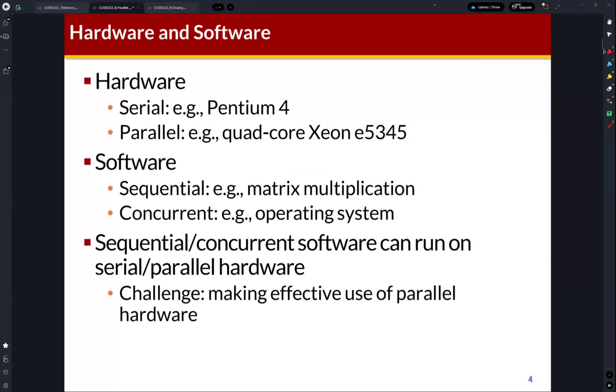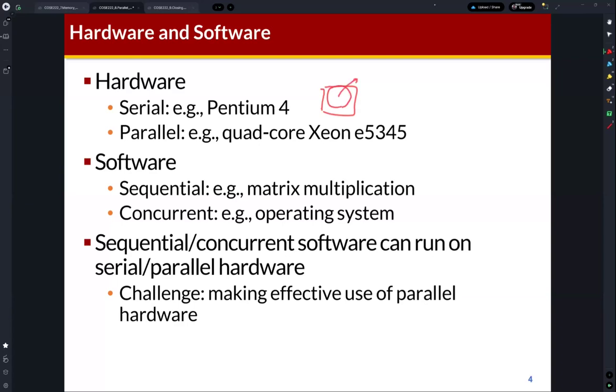As I mentioned, when you mention a parallel computer system, we can categorize the hardware as a serial computer system or a parallel computer system. An example of a serial system is the Pentium 4. It's a very old CPU. The Pentium 4 just includes a single core, which means in the CPU chip there is only a single CPU core, right?